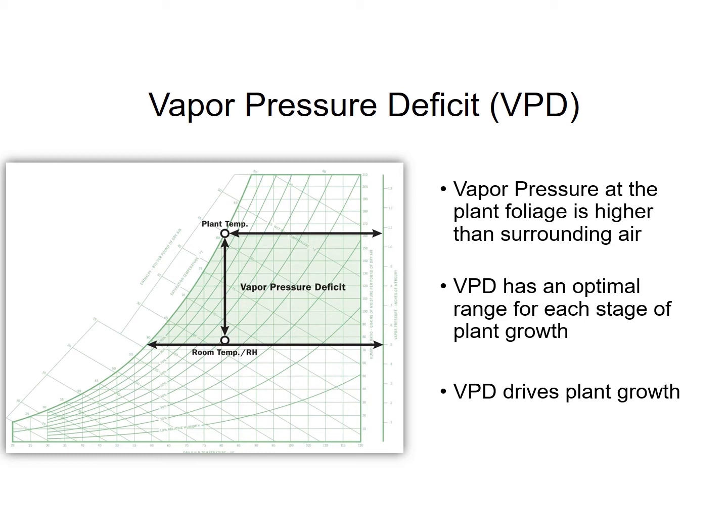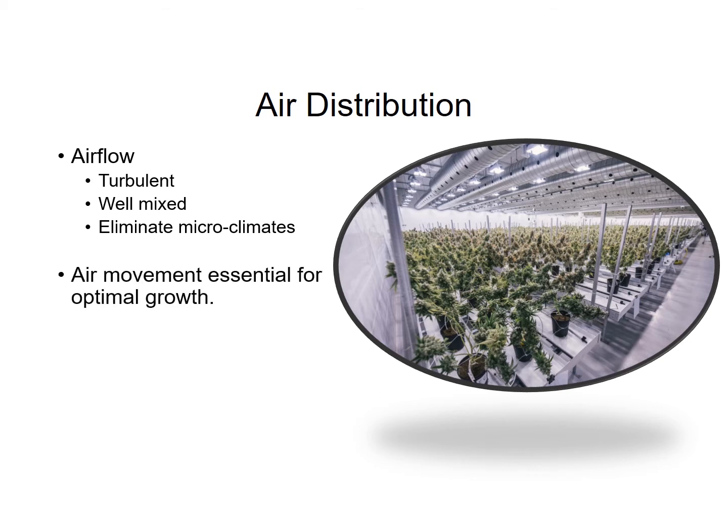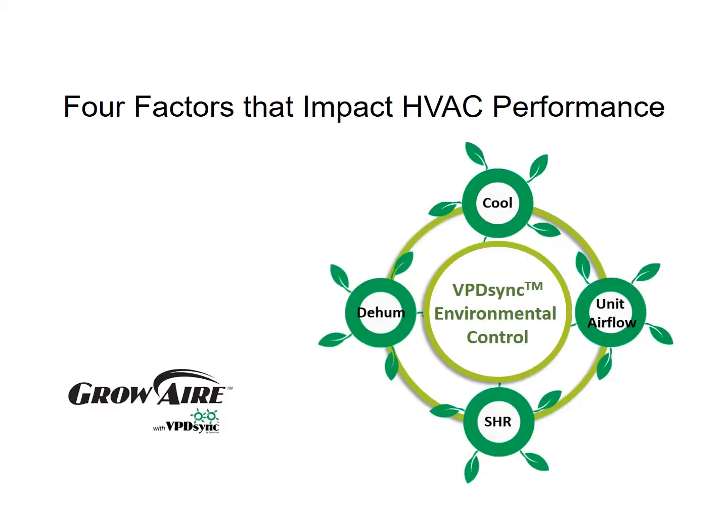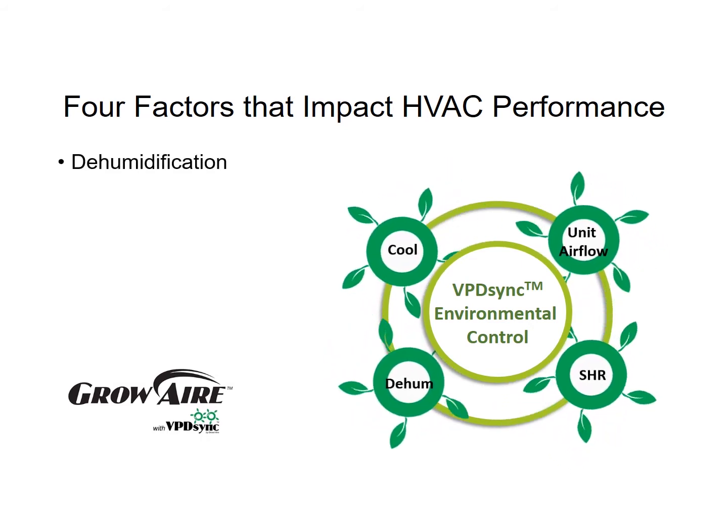Within an indoor plant environment, it is crucial that airflow is turbulent and well mixed. This avoids stratification that can cause unequal temperatures and areas of high humidity. Correct velocity ensures every plant is at the correct condition for optimal growth. Creating a perfect condition in an indoor grow environment can be challenging.